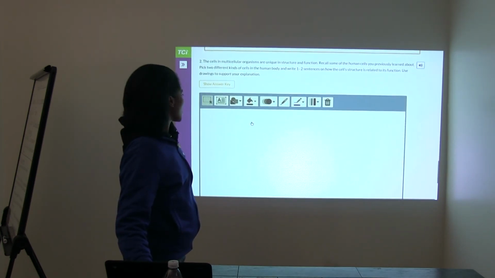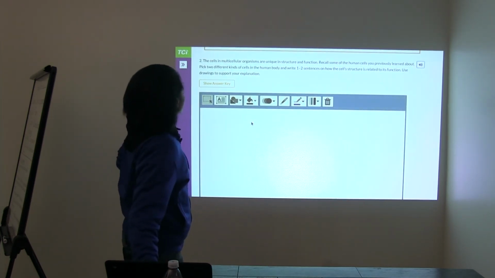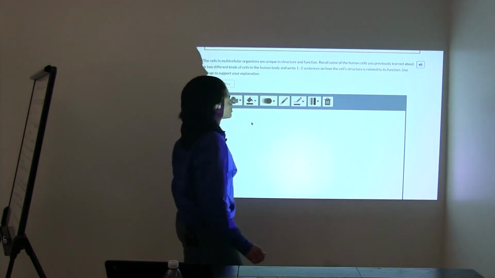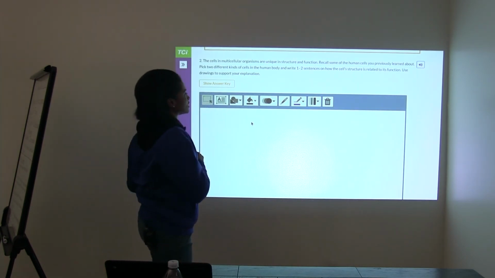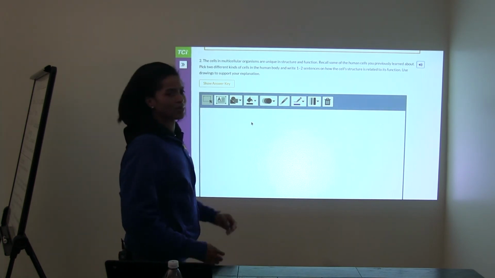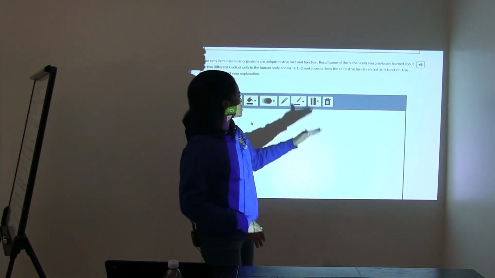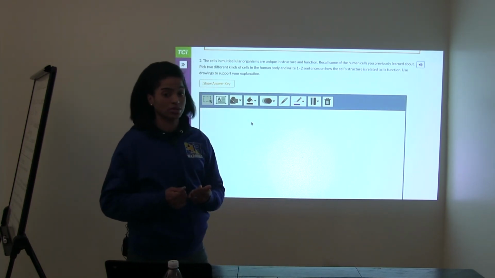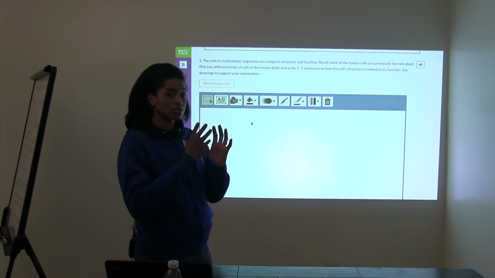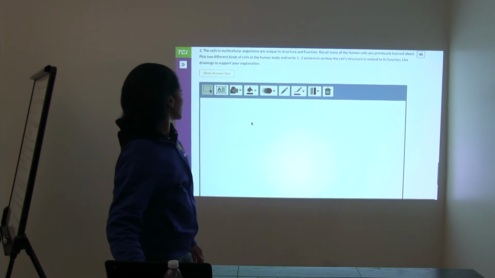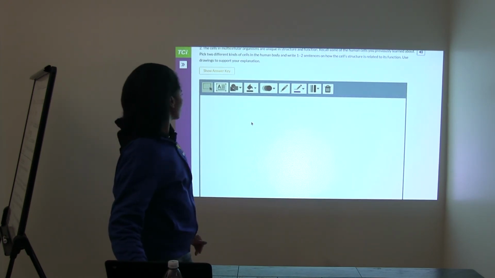All right. Another big takeaway, the cells in multicellular organisms are unique in structure and function. Recall some of the human cells you previously learned about. Pick 2 different kinds of cells in the human body and write 1 to 2 sentences on how the cell structure is related to its function. How the structure is related to its function. Okay, use drawings to support your explanation. I'm going to share this one with you because obviously this is a drawing required to answer the question.